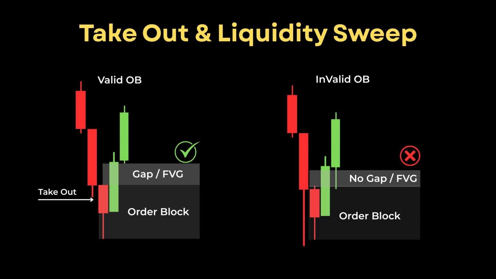3. Order block should be unmitigated. This is very important. If price already returned to the order block and reacted, then many institutional orders may already be filled. That weakens the zone. Fresh order blocks are usually stronger.